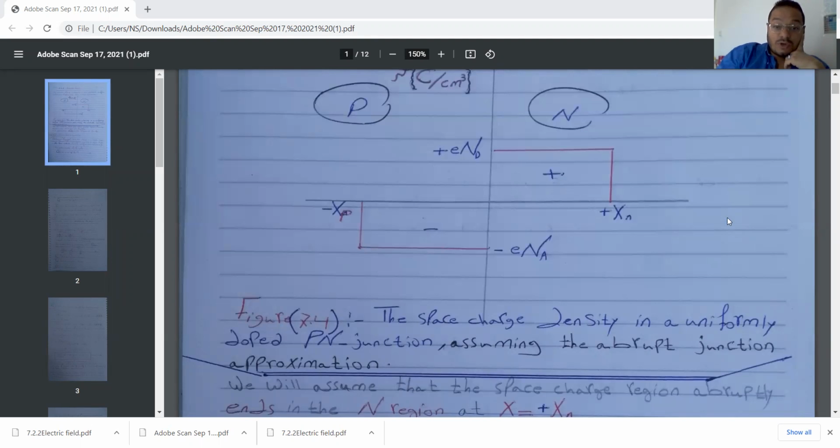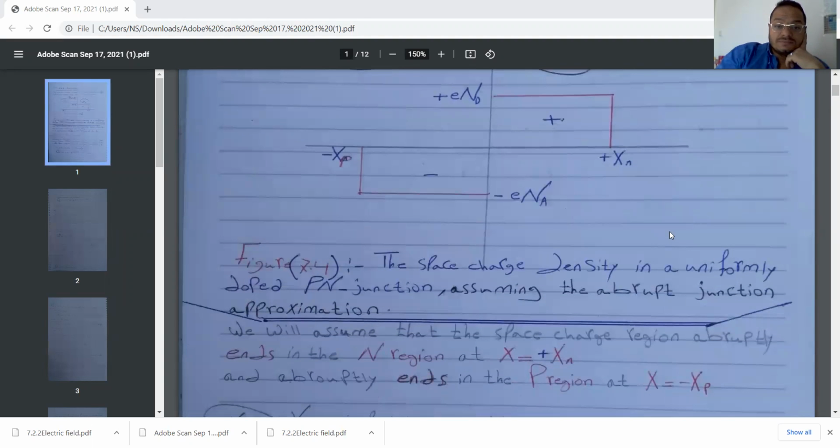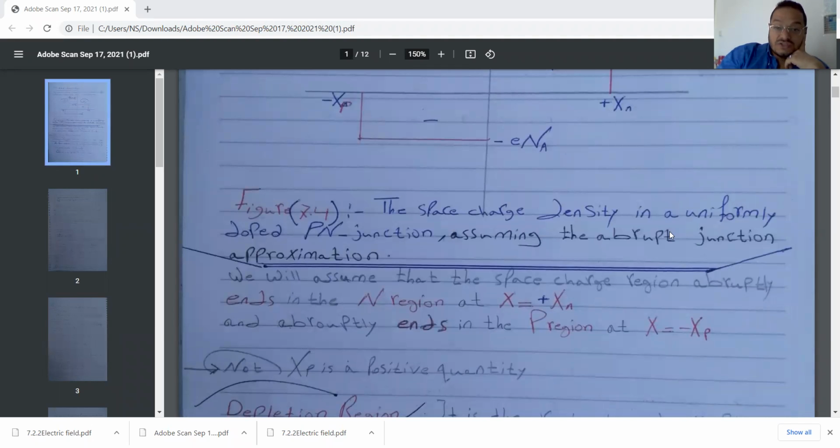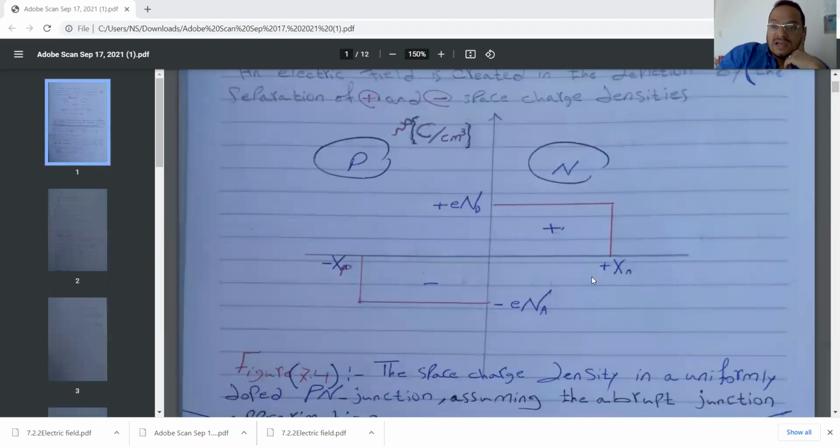Here, this figure 7.4 shows the space charge density in a uniformly doped p-n junction. Here we'll assume the abrupt junction approximation. Now, this is important. We must know that we assume the space charge region abruptly ends in the n region at x equal plus xn, and in the p region at x equal minus xp. And we know xp is actually a positive quantity.